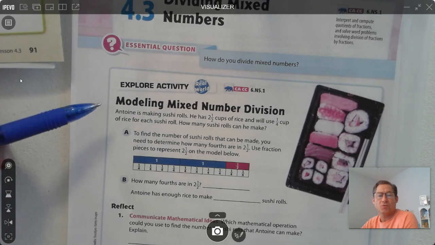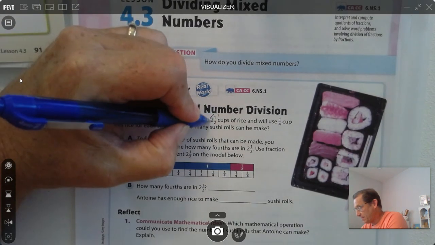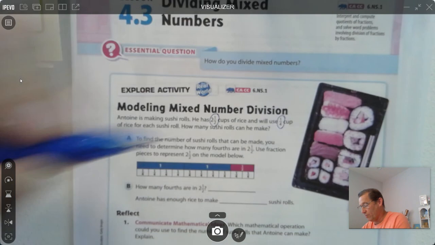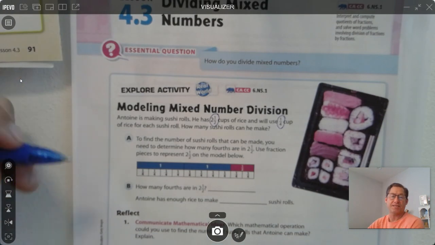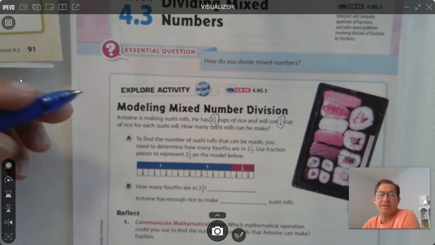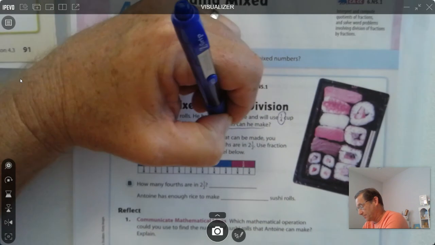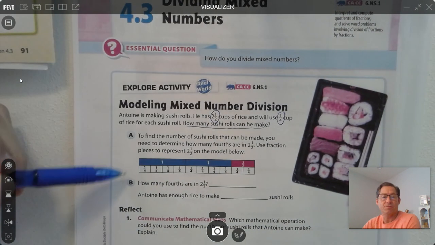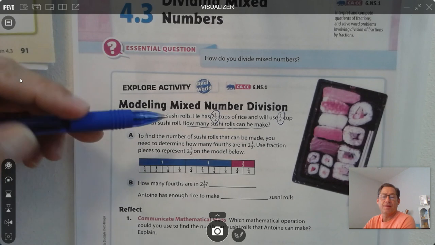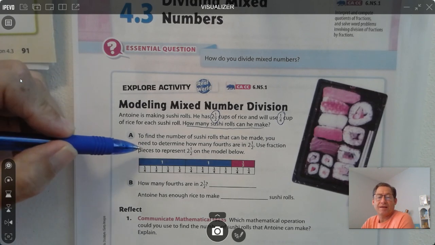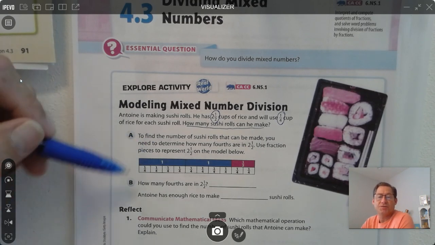Antoine's making sushi rolls. He has 2.5 cups of rice and will use 1/4 cup of rice for each sushi roll. How many sushi rolls can he make? Well, we can use a model to show that. We can ask ourselves how many fourths are in 2.5.